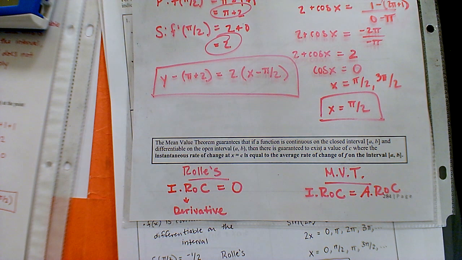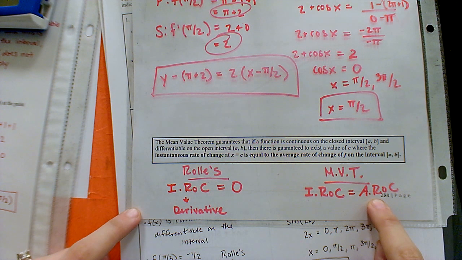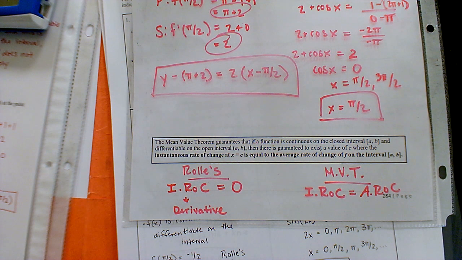So they're very similar, like I said. It's just the difference between the two: whether the endpoints are the same, meaning you have a horizontal line, aka slope of 0, or if the endpoints are not the same, you have a slanted line, so you have an average rate of change. Okay, they're very much connected, but they're slightly different. We doing okay?